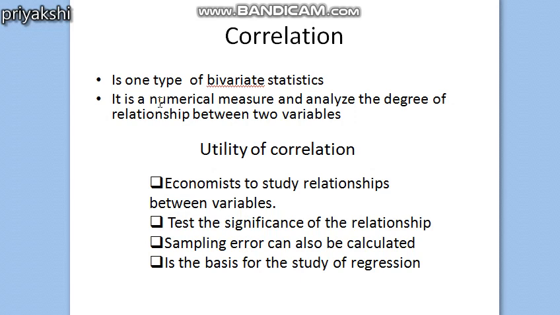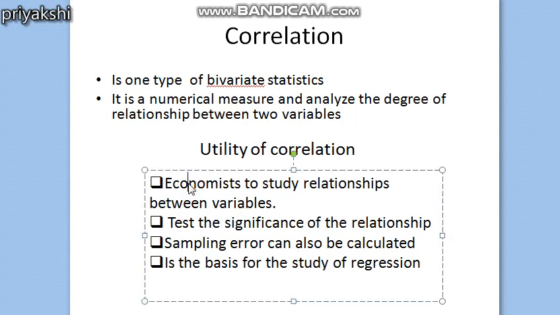Fine. So we will now see why we need correlation. The correlation coefficient is a useful tool for many statistical purposes. It helps in measuring the degree of relationship between the two variables. Apart from that, correlation is very useful for economists to study the relationship between variables. We can also test the significance of the relationship by using the correlation coefficient. Sampling error can also be calculated with the help of correlation, and this is the basis for the study of regression.